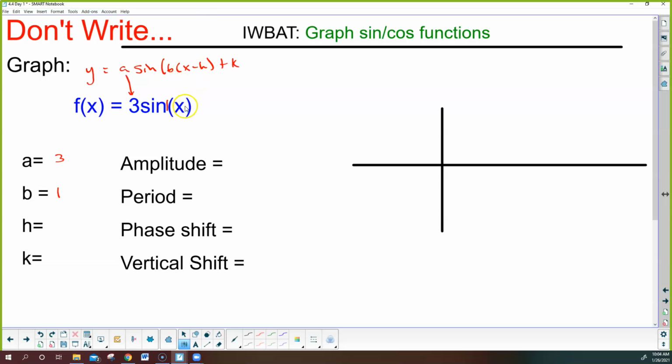Okay, and then the h, you can put a minus 0 here. So the h is 0, which means I do not shift left or right. And you can always put a plus 0 at the end, and that's your k value. That's your vertical shift. So what do all these things tell me?